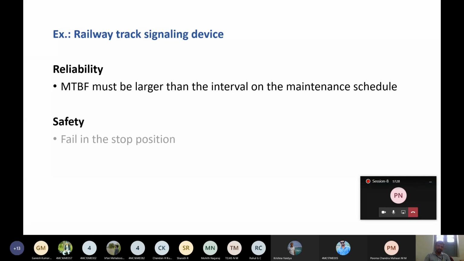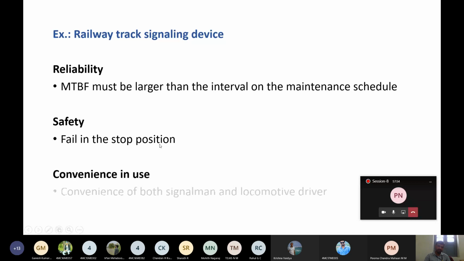Next, safety: fail in the stop position. That means if the track signaling device is not working properly, it has to stop by indicating a red signal, not a green signal. If it is a red signal, the train will stop, no problem. It may result in delay, but compared to having an accident, delay is preferable. Fail in the stop position. Convenience in use: convenience of both signalman and locomotive driver, the one who drives the train.